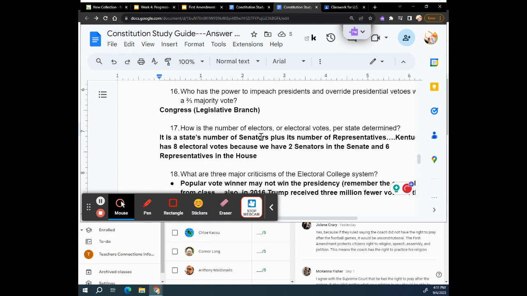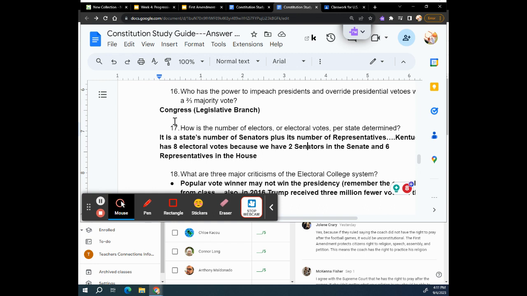Number of electors or electoral votes per state, how is that determined? Okay, so like every presidential election, we talked about the Electoral College. You have those notes. You have all the numbers on the map of the United States. So how do we get those numbers? Like, why does Kentucky have 8 and why does California have 54? It's a state's number of senators plus a state's representatives. So Kentucky has 2 senators and 6 representatives. So we end up with 8.